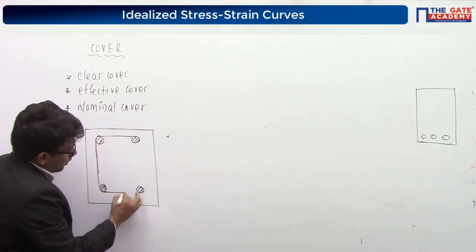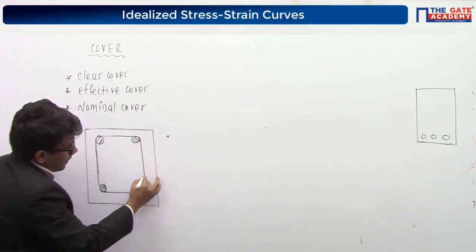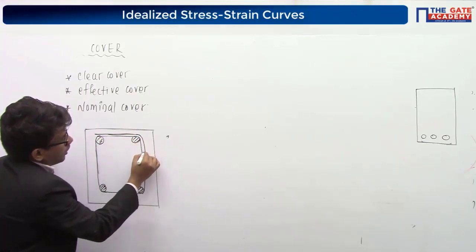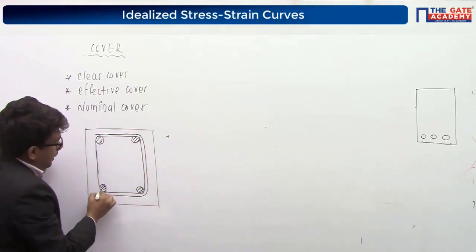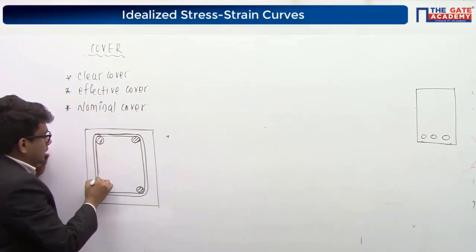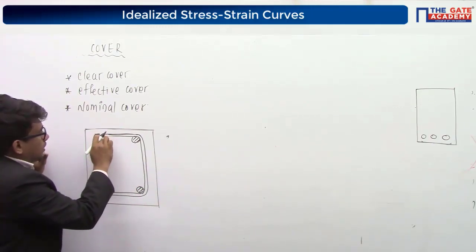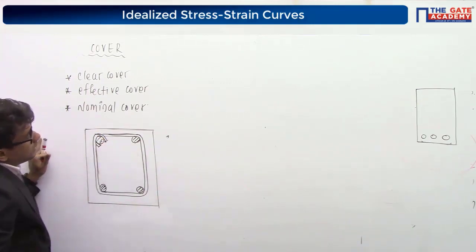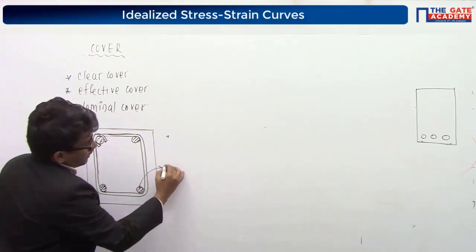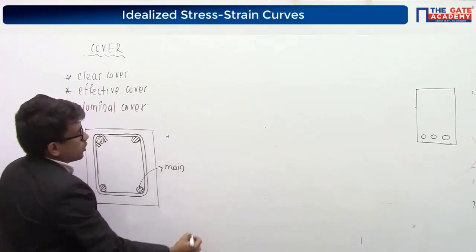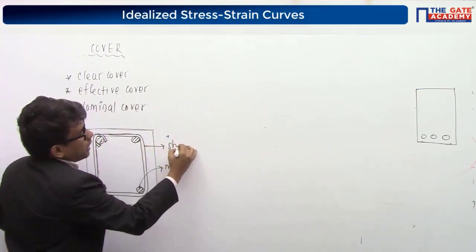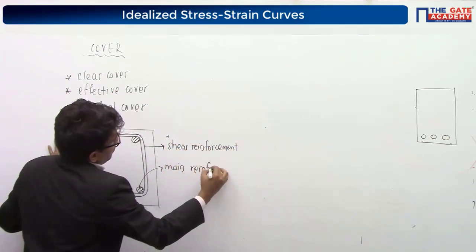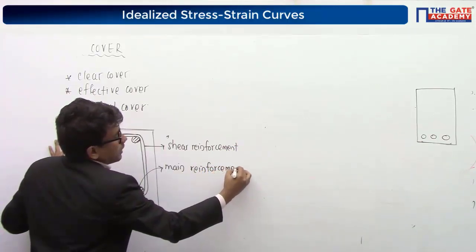We are having our shear reinforcement like this. This is also a reinforcement. This is provided to take care of our shear, which is going to be there in the beam due to external loadings. So we will be providing the shear reinforcement like this. This is called main reinforcement, and this is called shear reinforcement.